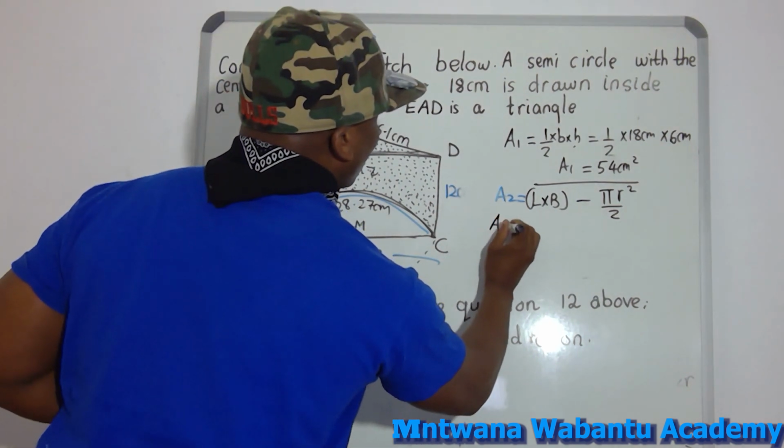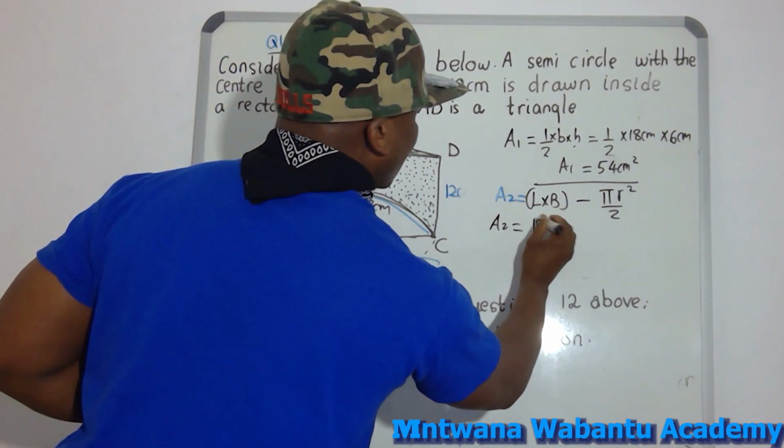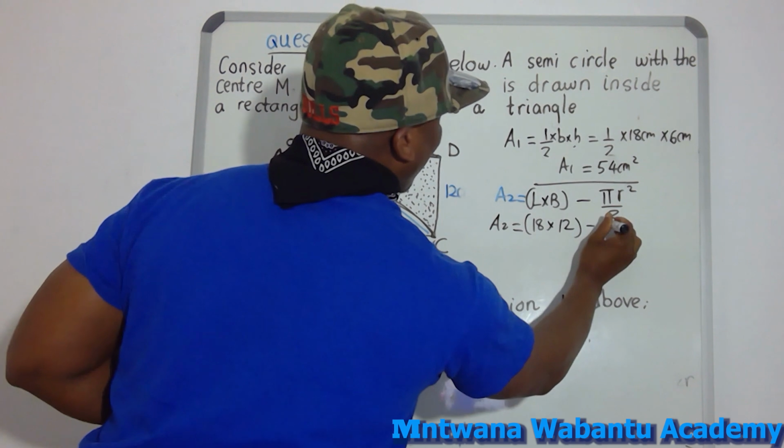So area 2 equals, okay, length. What is the length? Length equals 18. So rectangle is length times breadth. What is the breadth? Breadth equals 12. And then minus pi. What is the pi?